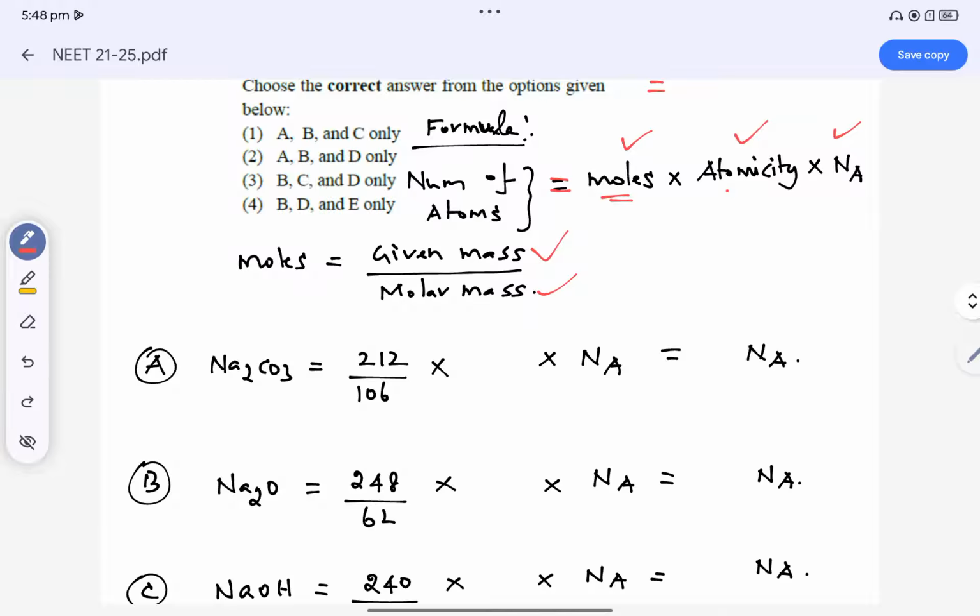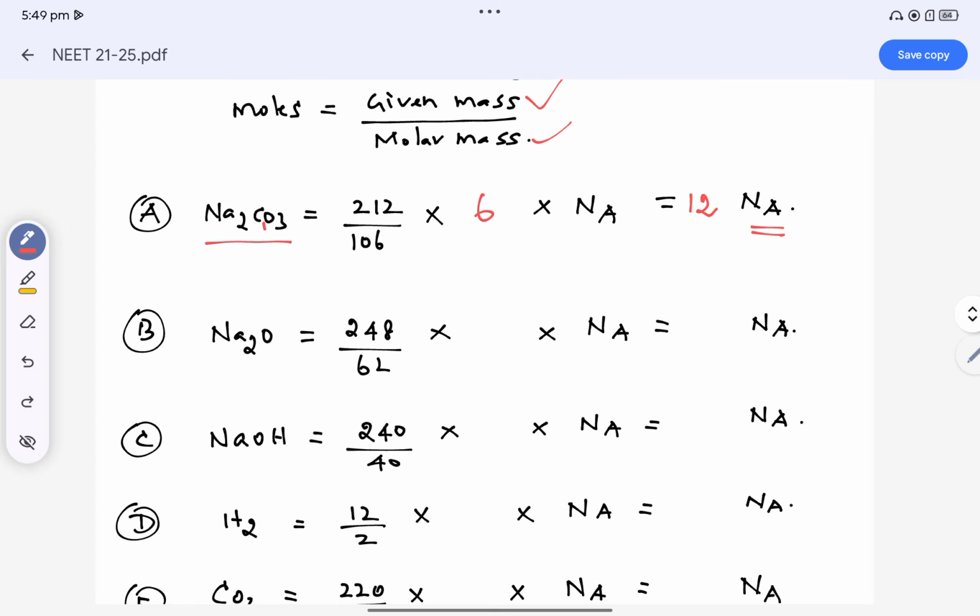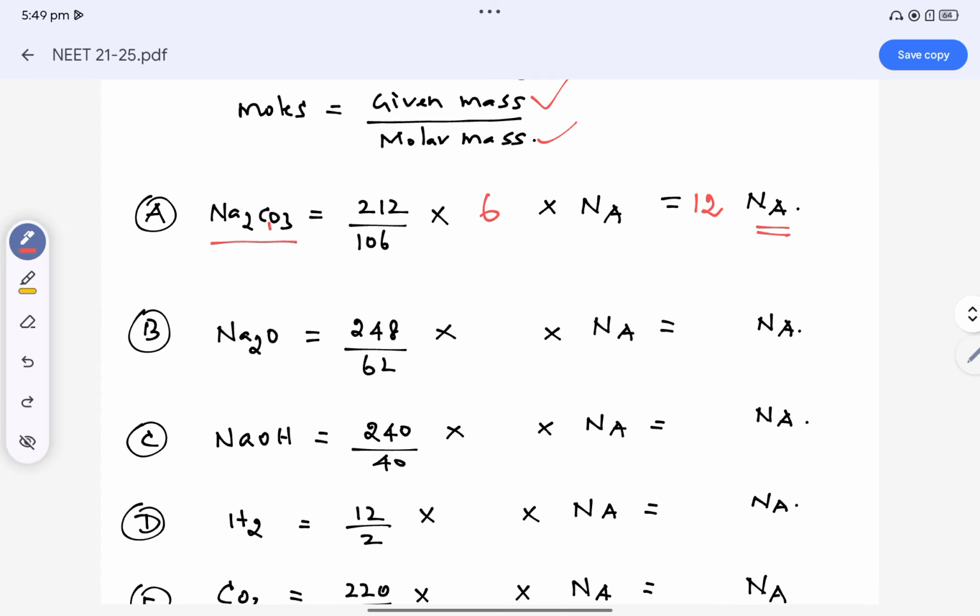In the case of sodium carbonate, what about the atomicity of sodium carbonate? We have 2 plus 1 carbon atom, plus 3 oxygen, so we get the value 6. So the value is found to be 12 Na. Keep Na as constant. There is no need to substitute the Avogadro number value if we keep Na the same. Now Na2O, what about the atomicity of Na2O? We have 3. So here the value is also found to be 12 Na.